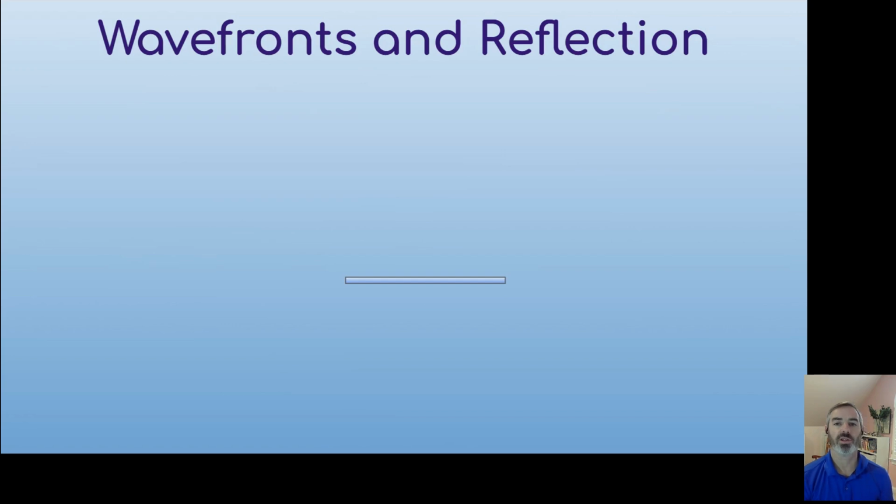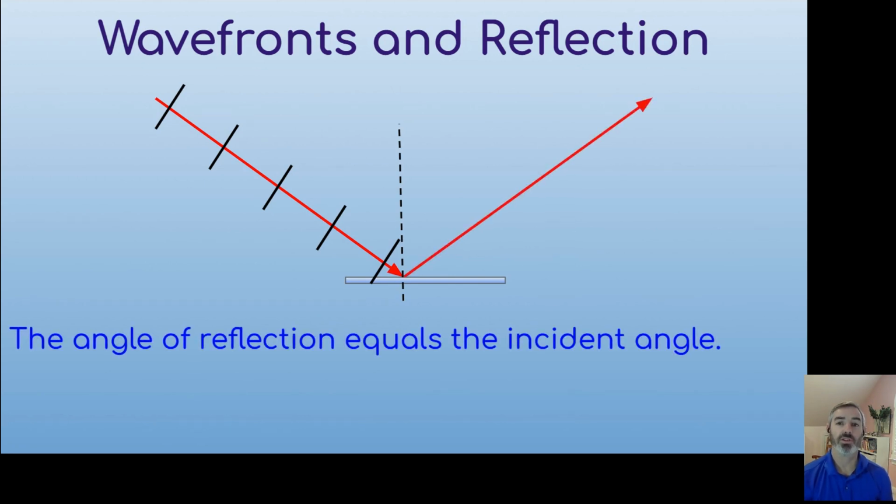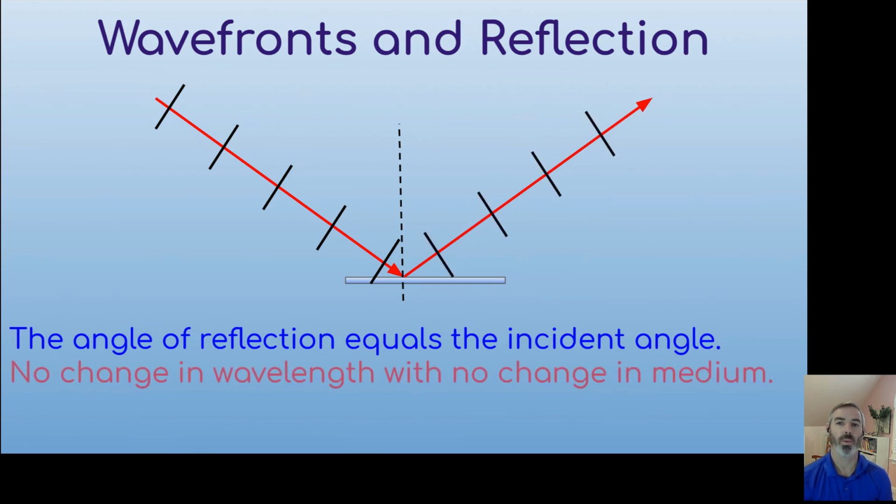Now, if we draw wavefronts with reflection, we're first going to draw our incident ray on the mirror, and then we're going to add our wavefronts to show the wavelength of light. And we draw our second ray, knowing that the reflected ray is equal to the incident ray. Because there's no medium change, we know that the wavelength is not going to change. So we end up with the same wavelength as we had heading towards the mirror.